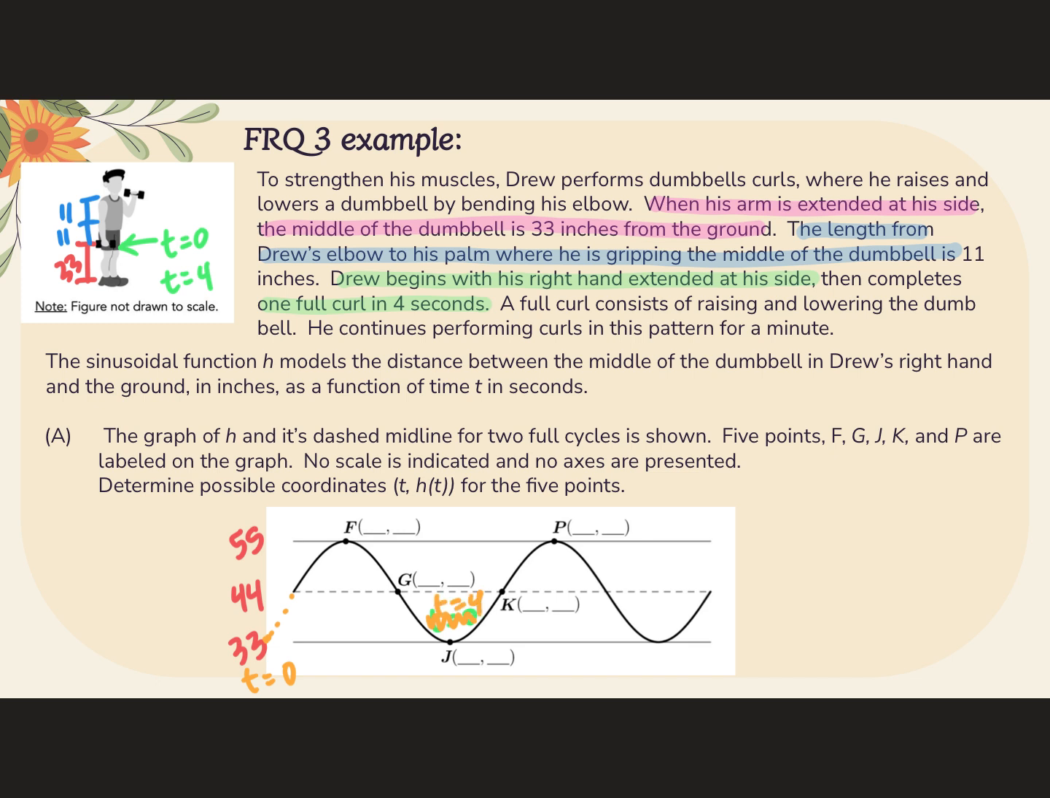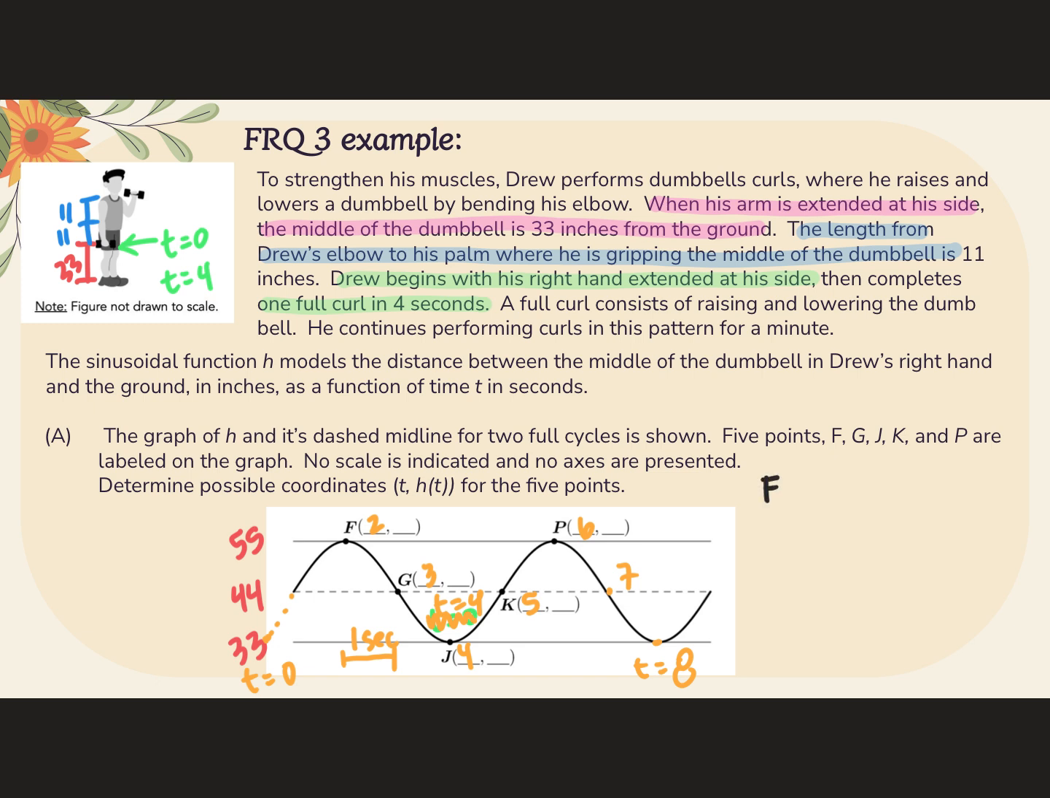So assuming we don't want a negative time, I'll use these values as kind of the starting spot. Point F would be halfway through that first curl, so that's going to be 2 seconds in. And it looks like G then is going to be 3 seconds, halfway between 2 and 4. So each of these increments between consecutive points is 1 second. So point K would be at 5 seconds, P would be at 6. If you continued that time, the next end of the curl when we're back down at the bottom would be 8 seconds, which is 4 seconds after J.